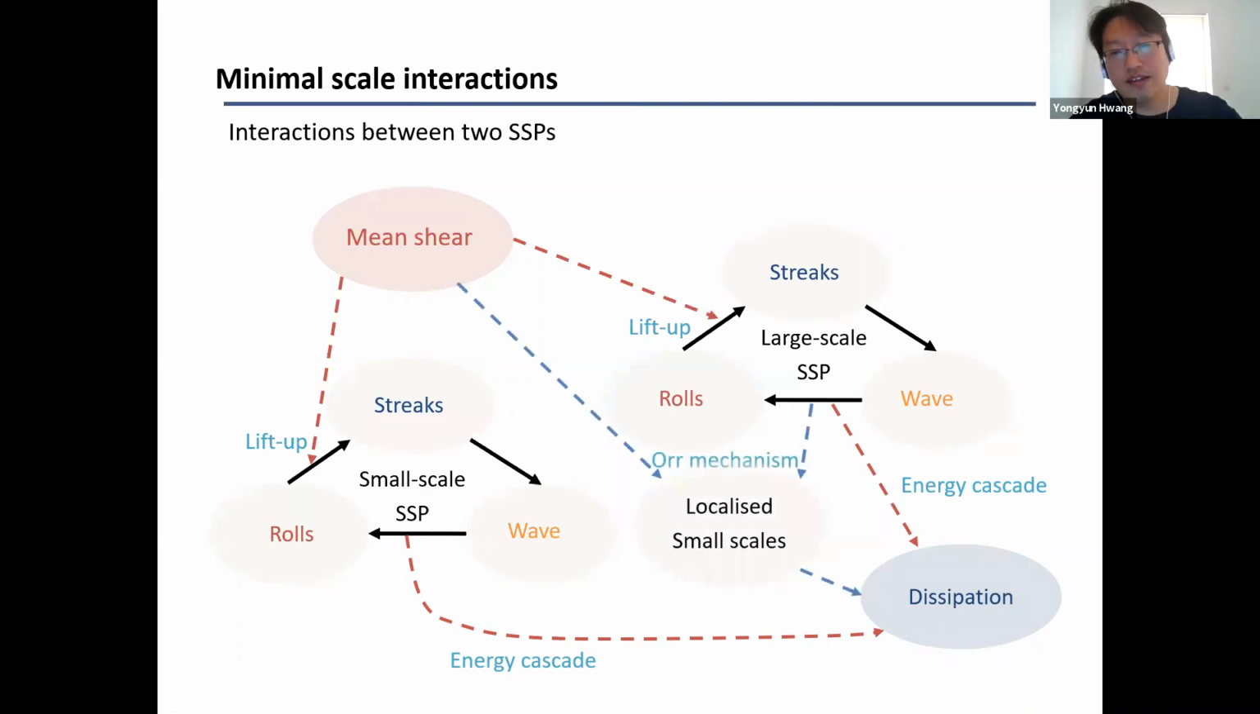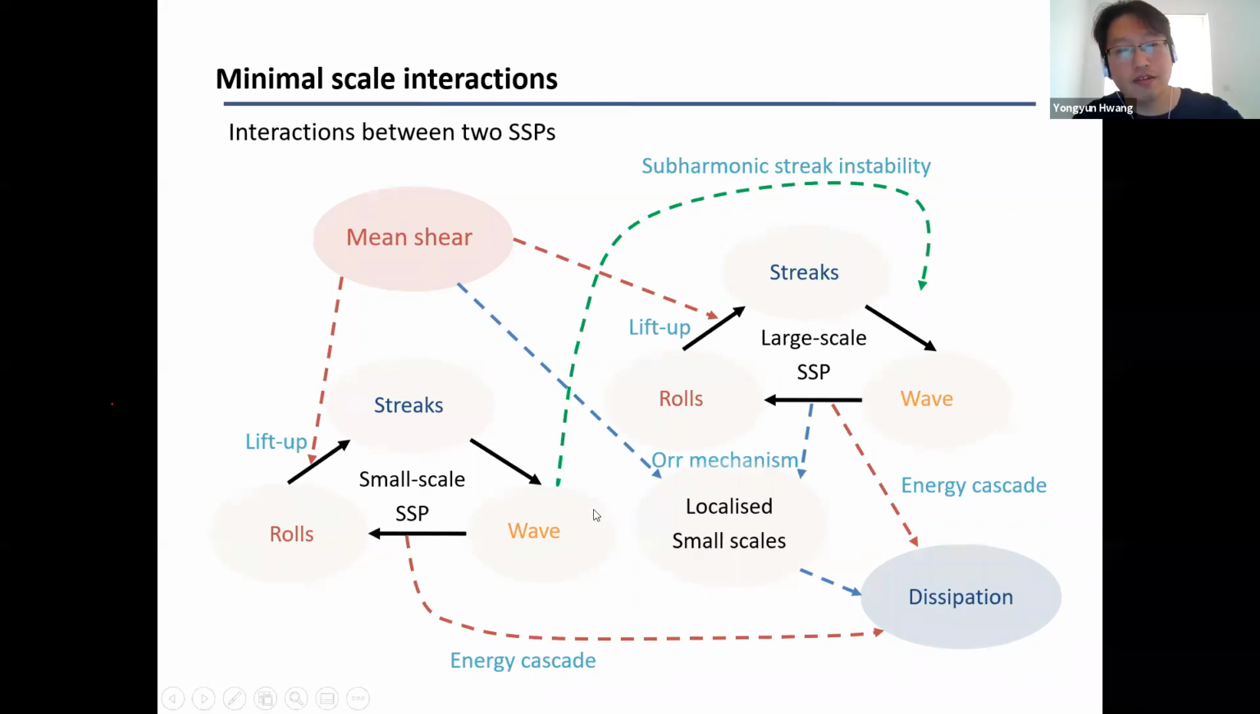The other thing that we identified is that at the large scale, during the large scale self-sustaining process, the structure-related energy cascade can be amplified by the Orr mechanism, and it also takes the energy from the mean shear and dissipates out. That's another production mechanism which I had not been aware of for many years. And the last mechanism is that when the small scale structure breaks down, the particular arrangement of waves can actually pump the energy to the large scale self-sustaining process. Okay, these are the new processes that we understood, and I'm going to stop my talk here.